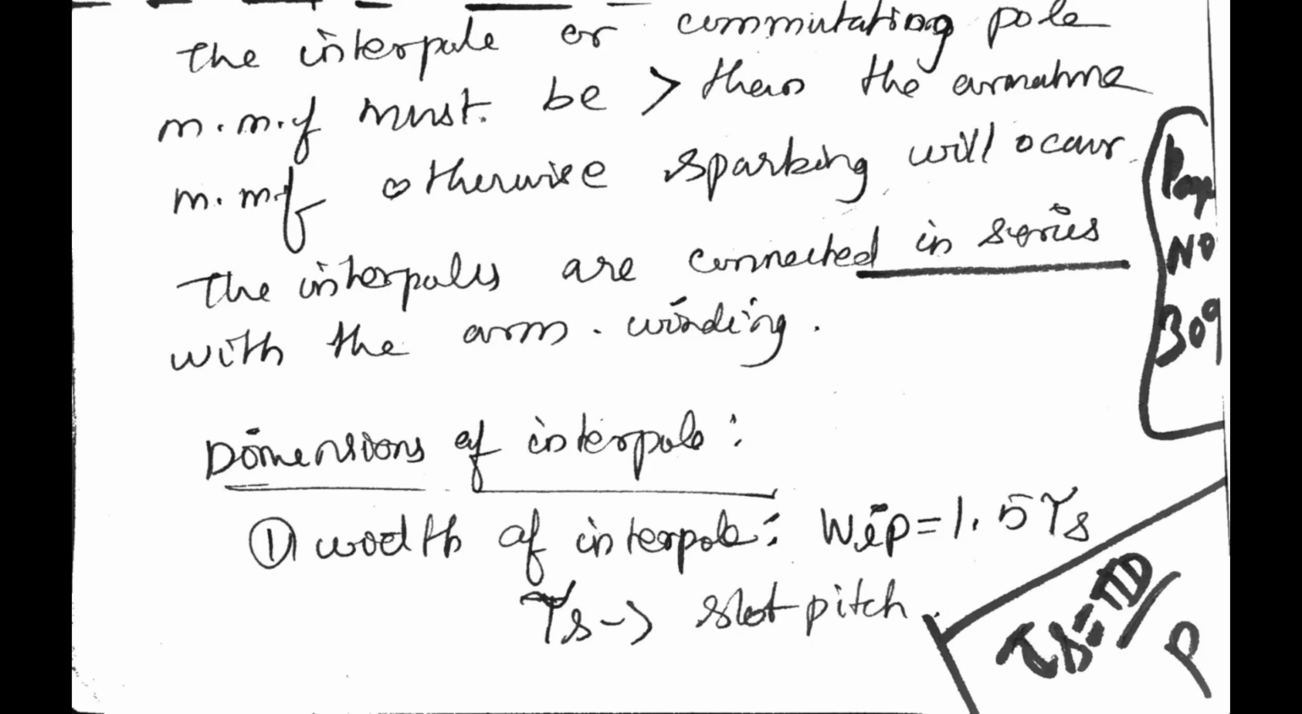Design of interpoles. The interpole or commutating pole MMF must be greater than the armature MMF, otherwise sparking will occur. The interpoles are connected in series with the armature winding. Dimensions of interpole. First, width of interpole WIP is equal to 1.5 tau s, where tau s is the slot pitch, and tau s is equal to pi D divided by S.